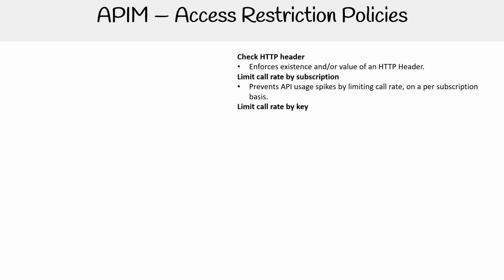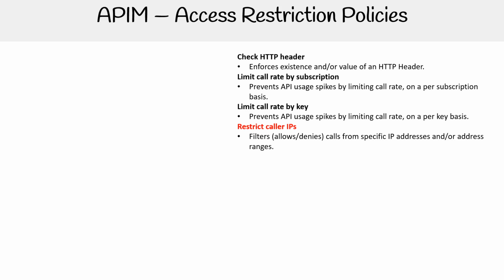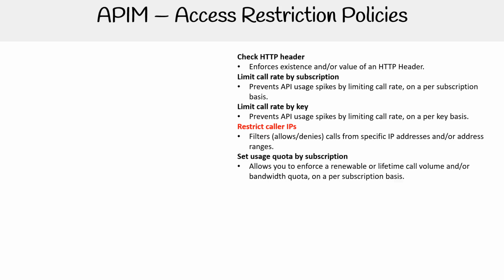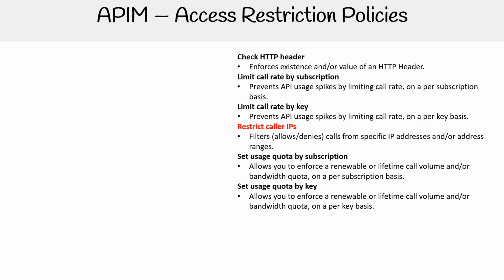I don't know. Limit call rate by key, so prevent API usage spikes by limiting call rate on a per key basis. Restrict caller IPs, so filter, allow or deny calls from specific IP addresses or an address range. That could prove very useful. Set usage quota by subscription, so allows you to enforce a renewable or lifetime call volume and/or bandwidth quota on a per subscription basis. Set usage quota by key, so allows you to enforce a renewable or lifetime call volume and/or bandwidth quota on a per key basis.